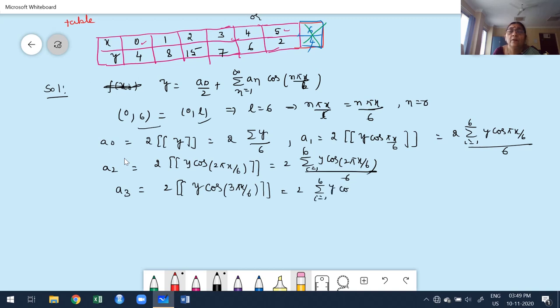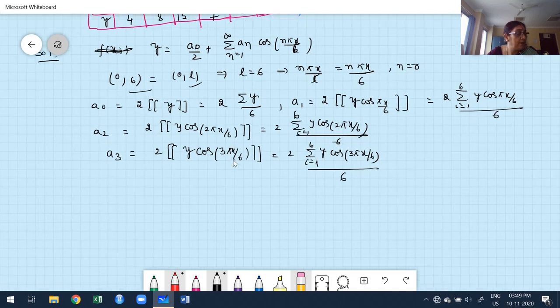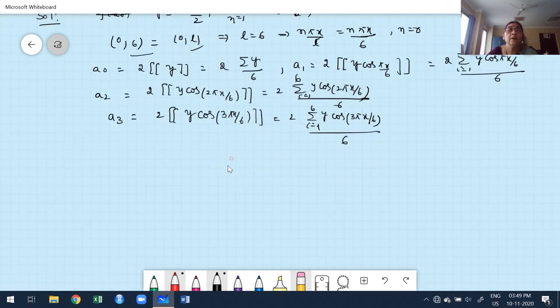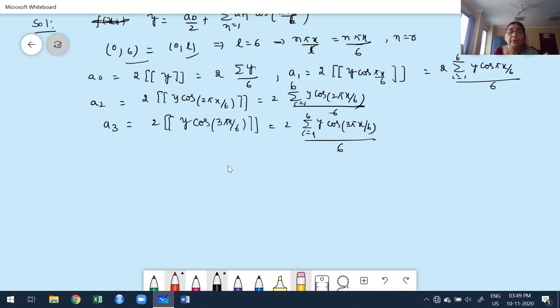Y into cos of 3 pi x by 6 whole divided by 6. Okay, I think it's clear. I made one mistake. Half range means 0 to π, equate it to the value of π, and then you take what is by π. Construction of Fourier series means 0 to 6, I equate to 0 to 2π. This is a difference. After that, you construct the table and then you have to find out the value. Yeah, you know how to construct the table also.